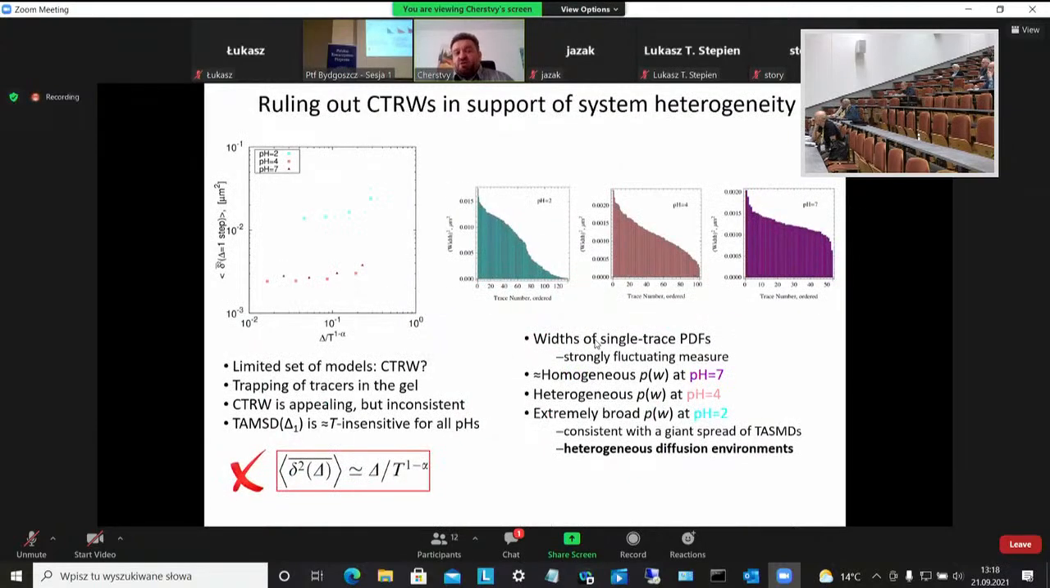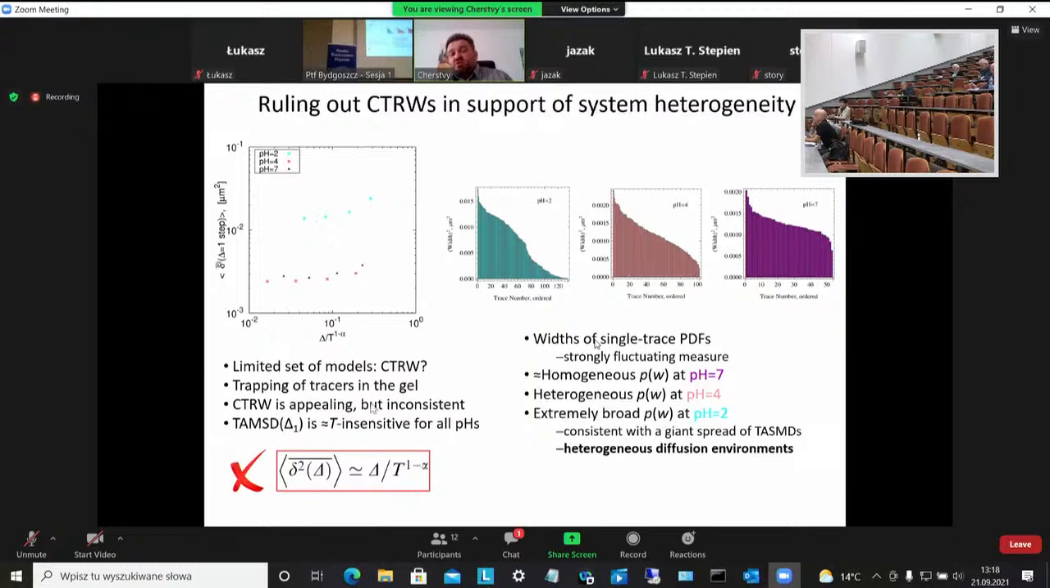And our idea of continuous time random walk, which would be attributable to the fact that particles are being trapped in the regions of high concentration of polymers and then producing some sort of trapping events, is not working here. Once we compute the magnitudes of TMSD, which for a subdiffusive continuous time random walk should be a rather sensitive function of the trajectory length T, we don't see this effect, so we don't see this dependence on the trajectory length.